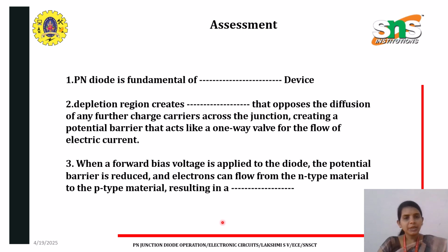So today's assessment: the PN junction diode is a fundamental semiconductor device, which is an essential element of electronic circuits. The depletion region creates a potential barrier that opposes the diffusion of any further charge carriers across the junction. And when a forward bias is applied to the diode, the potential barrier is reduced and electrons can flow from N-type to P-type material, which is called forward current.